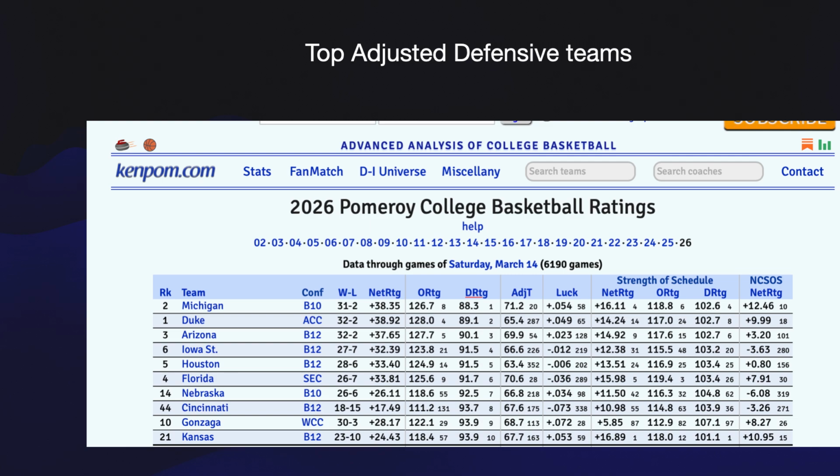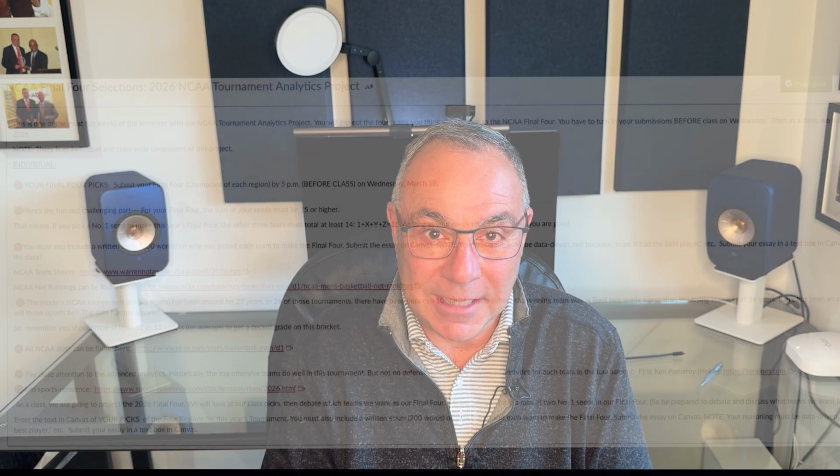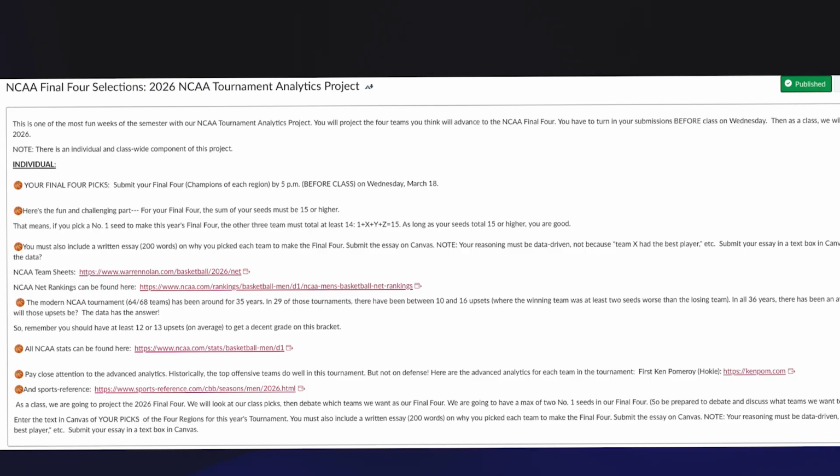So there's an example, again, of the advanced analytics. I've also provided links to all the NCAA stats for you, right? And again, all of this is in Canvas. They're all there.